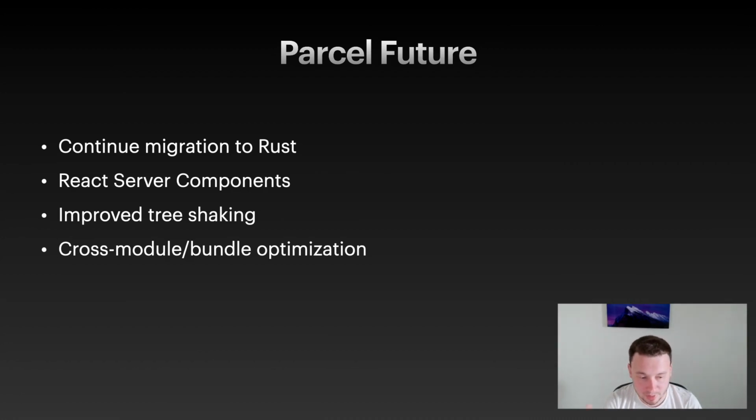Longer term, we have plans to improve tree shaking and cross-module and bundle optimization. Right now, across all bundlers, tree shaking and minification mostly work at an individual bundle level. But with code splitting, bundles may reference code in different files that the minifier can't see, preventing it from optimizing as well as it could. For example, it can't know if a function that you called might have side effects if it's in a different bundle, so it's forced to include it.